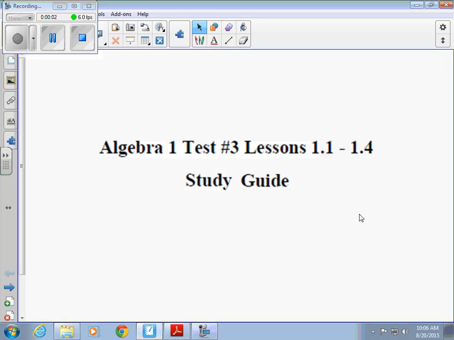Okay, this is Algebra 1, test number 1. I'm sorry, test number, says 3 on here. This is test number 2, but we are going through lesson 1.4. It is our study guide for our test tomorrow.